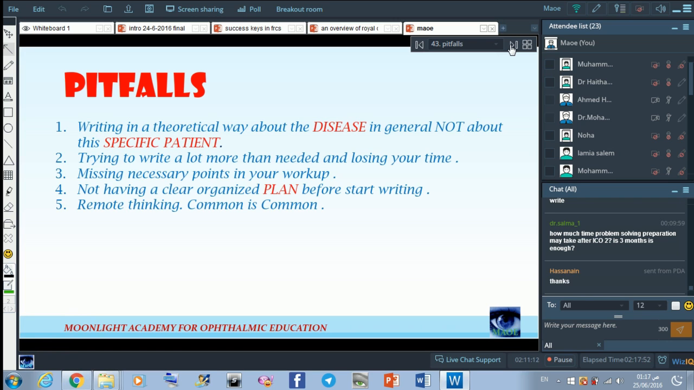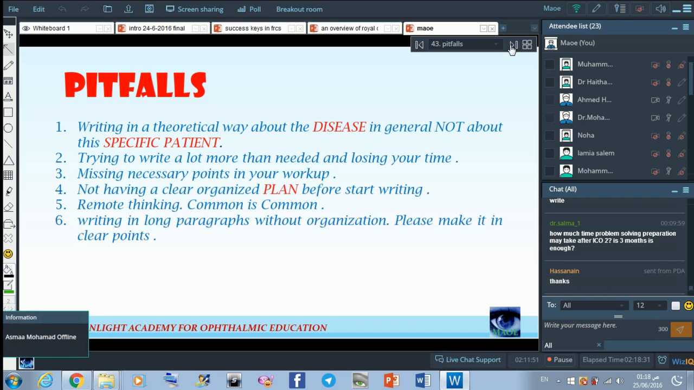Remote thinking: common is common. This is one of the fatal mistakes my colleagues make in the exam, either in problem solving or in the final exam, that sometimes they think remotely about uncommon disorders, forgetting the common one. And there are a lot of examples. When we speak about leukocoria, we must speak about the most common and the most serious. So we must not forget retinoblastoma, we must not forget congenital cataract. Then we can list other causes. I don't want to lose time giving more examples, but remember, common is common.